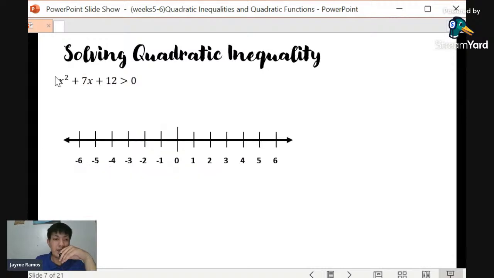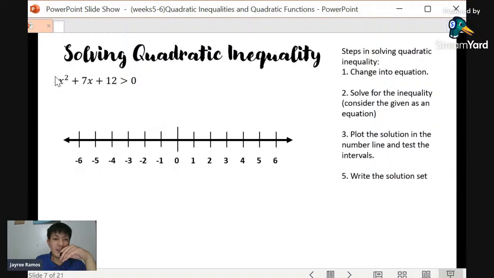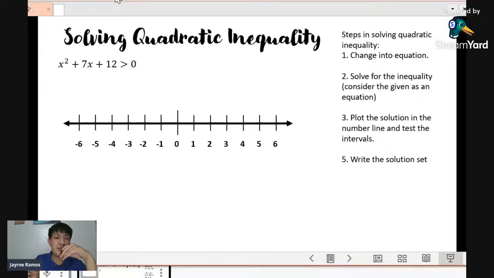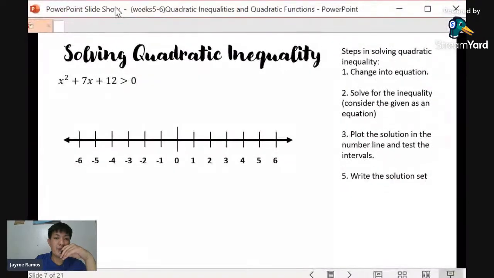So here, meron tayong number line. So balik tayo doon sa ating given: x squared plus 7x plus 12 is greater than 0. Okay, now, i-plot na natin yung solution, or i-change na natin ulit into inequality and then itetest natin yung interval or yung ating nakuhang sagot. So we have -3 and then we have -4.